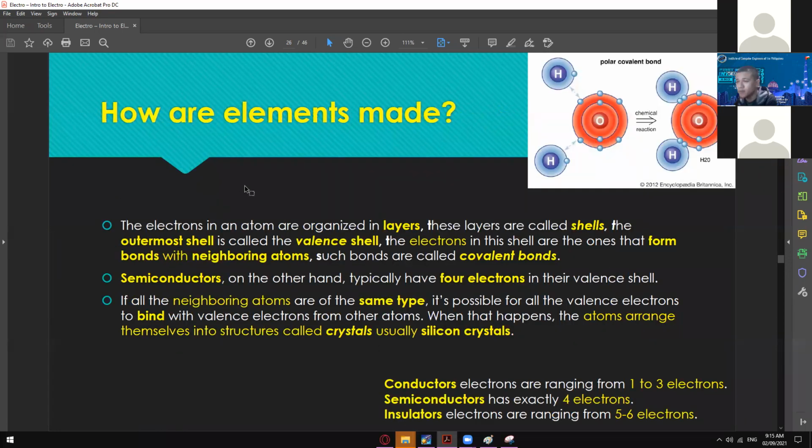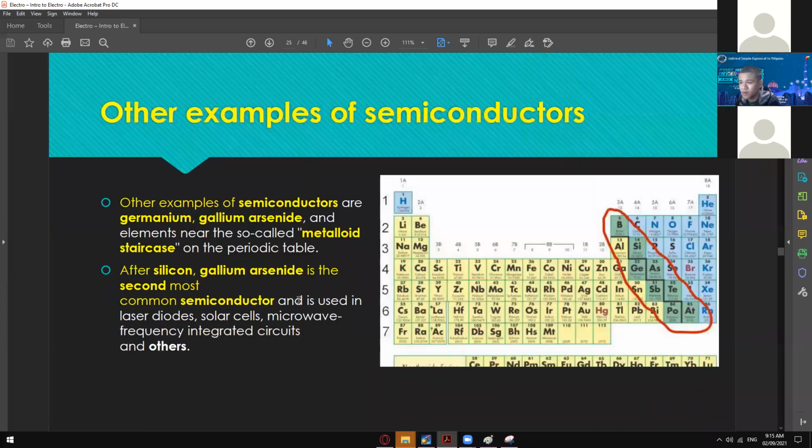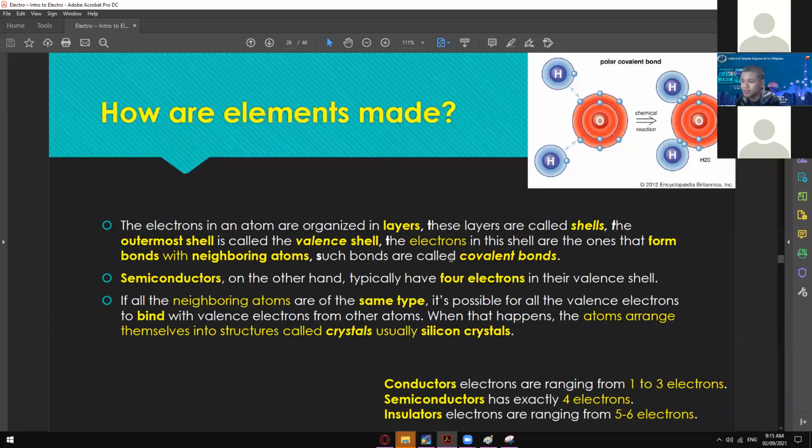Well, anyway, let's talk about more elements. How are they being made? Let me make it short. We have the element oxygen and then hydrogen, and we have these electrons right here. Once they combine, that's the time they come up with another element. Like by combining two hydrogen with one oxygen, you will come up with H2O.